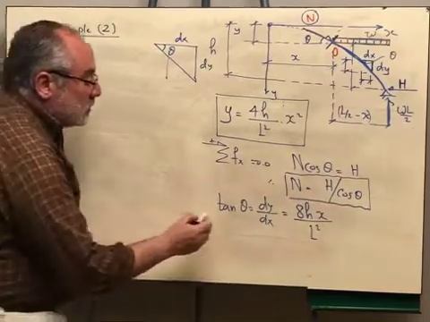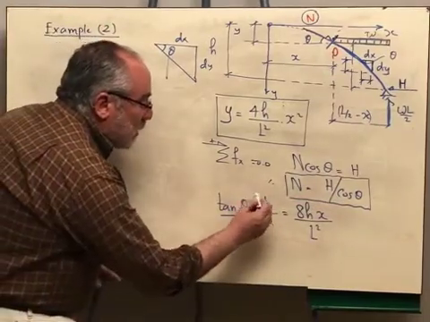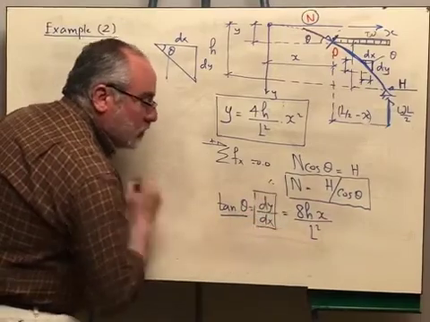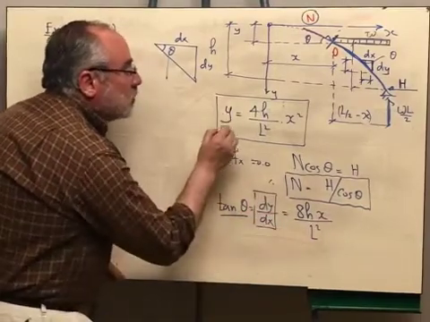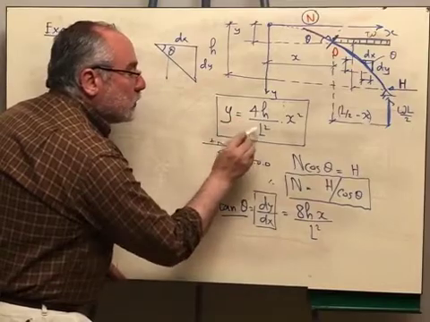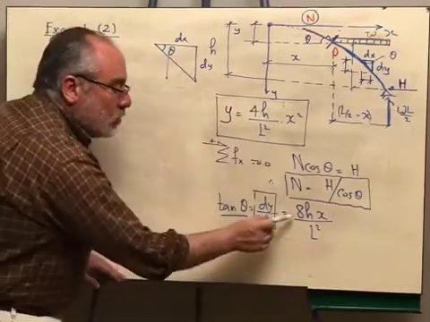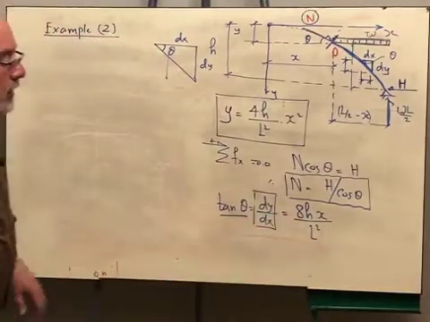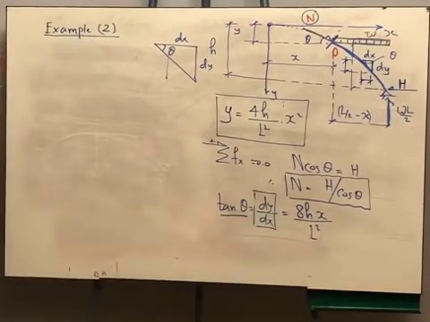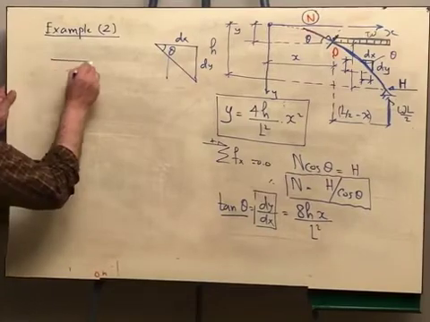Now we determined that tan theta is equal to dy by dx from calculus. And because we know the equation of y is equal to 4h over L square x square, we derived this once with respect to x and we got 8h x over L square. What do you know about the tan?